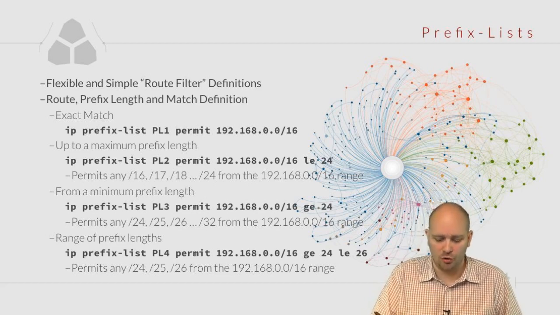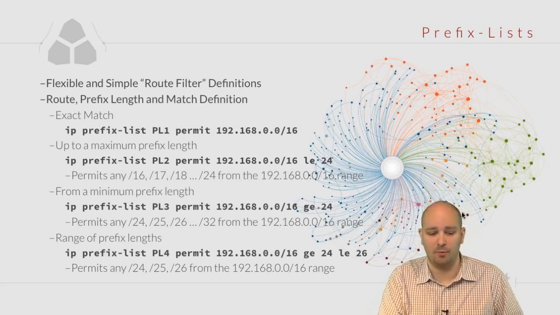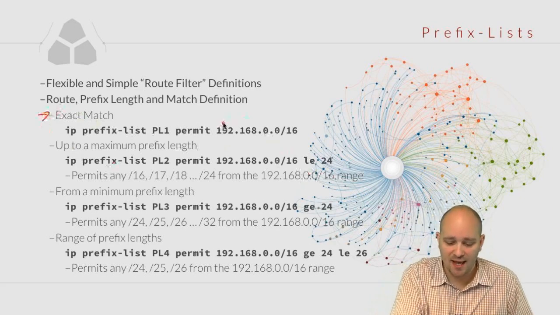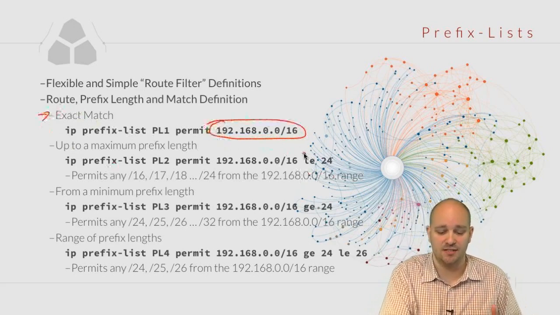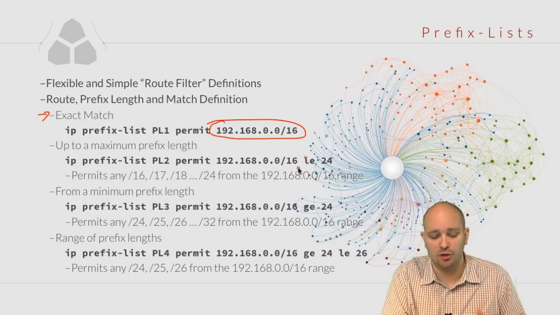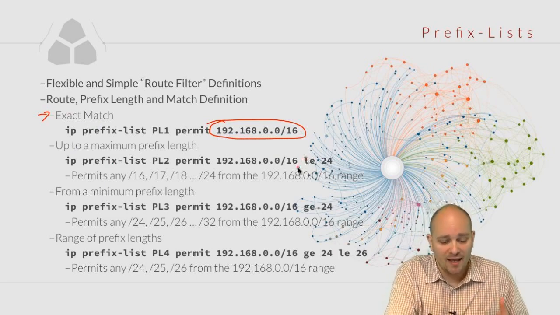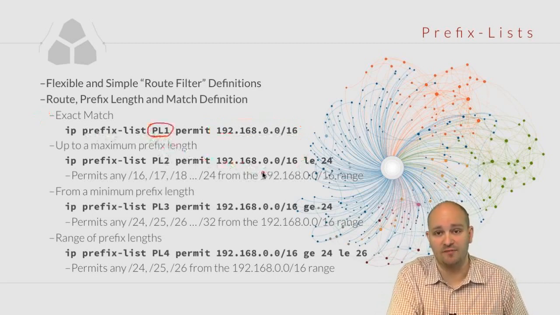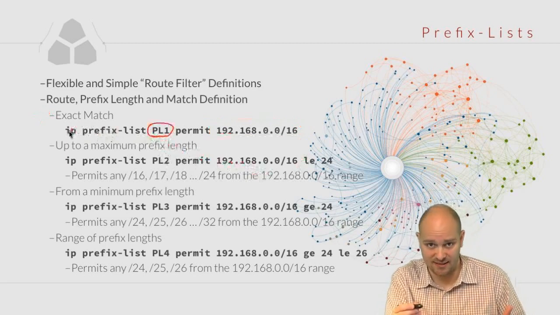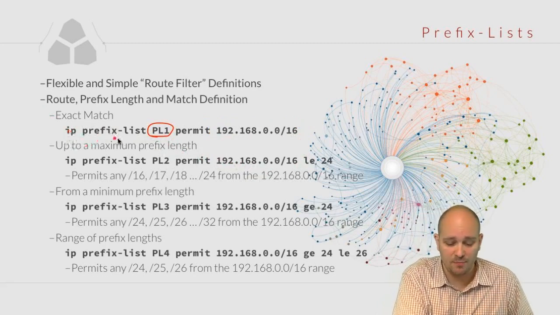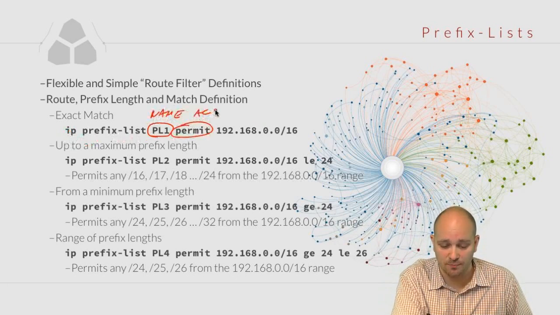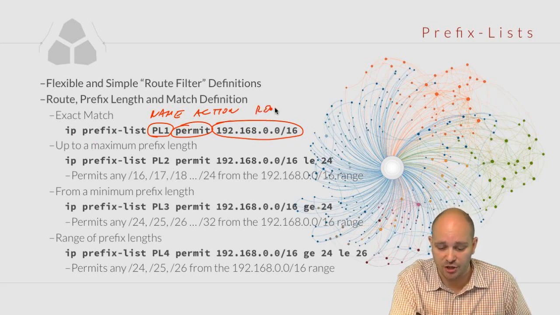So what am I talking about here? Let's take a look at a couple of examples. For the exact match, let's say that we had a route 192.168.0.0/16 that we wanted to permit in some way. The prefix list definition for that particular case is here, in our prefix list number 1. And this is the syntax that prefix lists always have. We have ip prefix-list, then we have a particular name, we have an action to take, and then we have here a route definition.